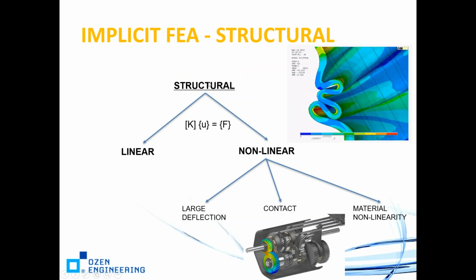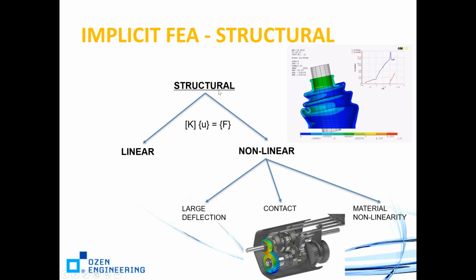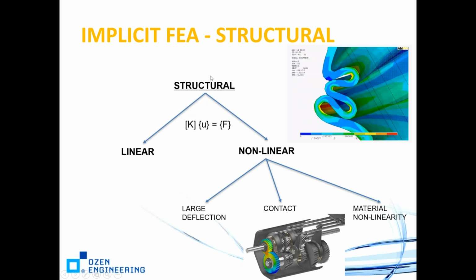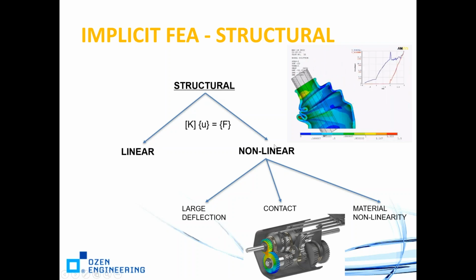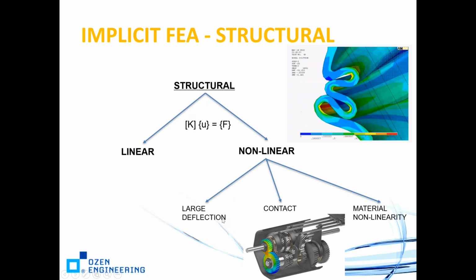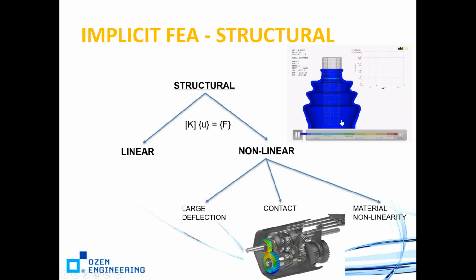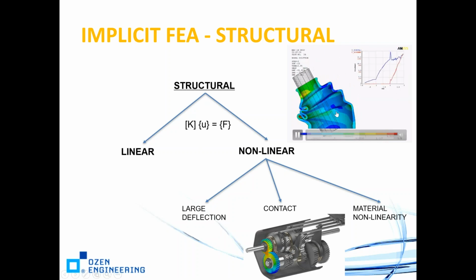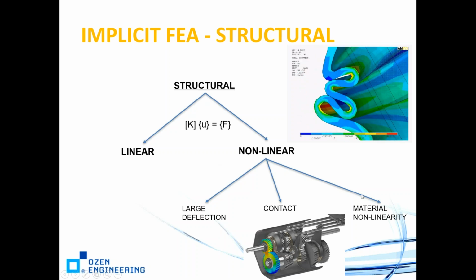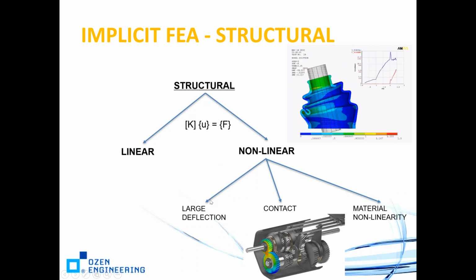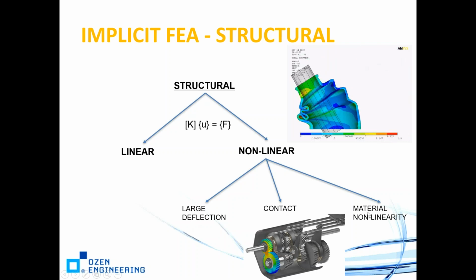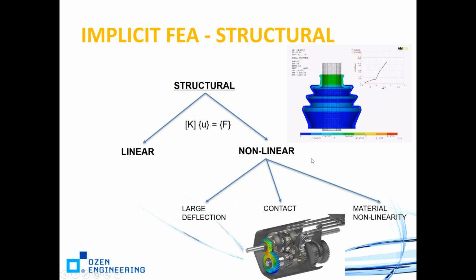As you know, in a structural analysis, we are not talking about dynamics right now. The structural analysis could be linear or nonlinear. And when it comes to nonlinearity, there are really three sources of nonlinearity. One is large deflection, the other one is contact nonlinearity, and the last one is material nonlinearity. In the problem in the upper right-hand corner, we have all three nonlinearities taking place in this animation. We have large deflection, we have contact nonlinearity, there's actually self-contact, and also there's material nonlinearity.